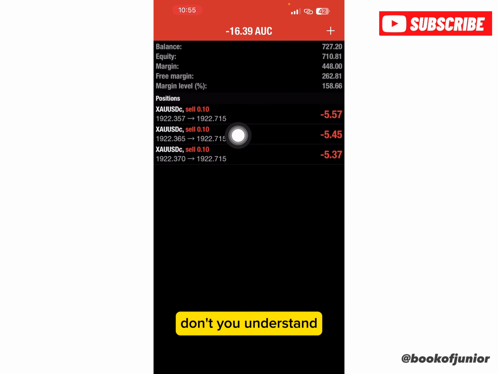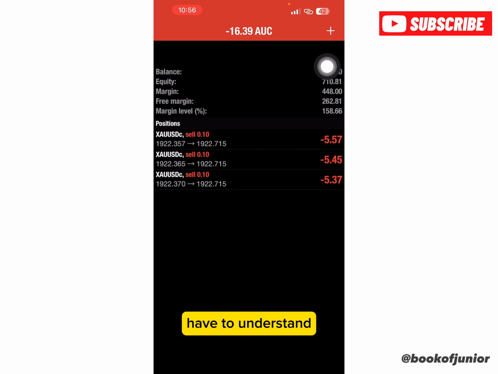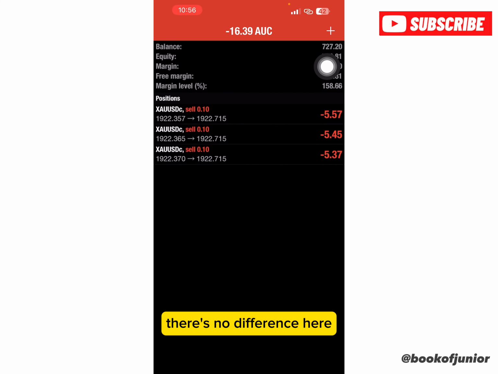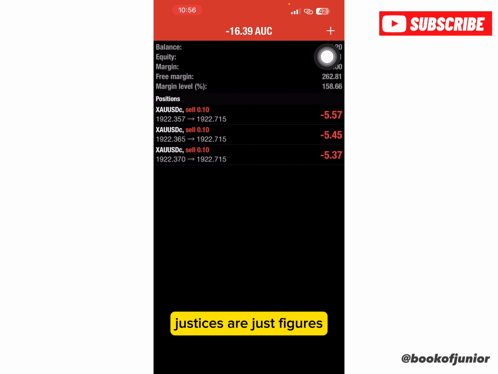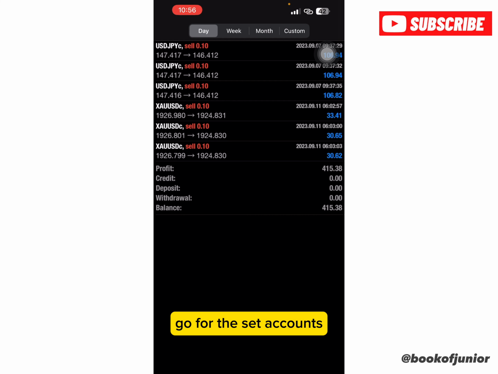Don't you understand? These are just figures, traders. Money is just a tool. This is something that most of you guys have to understand. There's no difference here on the other side. Here, it's just our psychology that tells us, okay, this is just cents. But in actual sense, these are just figures, traders. So we don't need to have feelings over money, because money obviously doesn't have feelings, traders. So again, traders, go for the cent accounts.